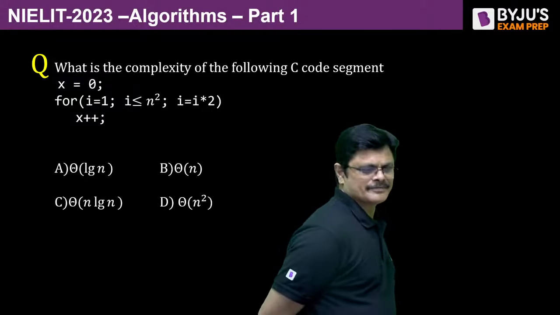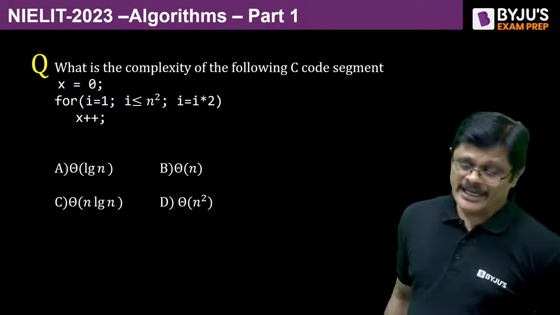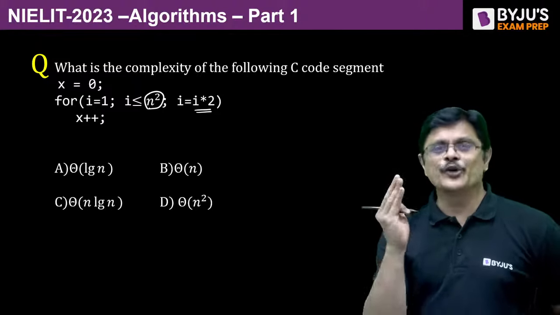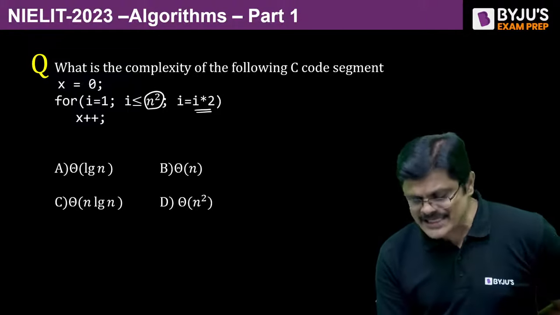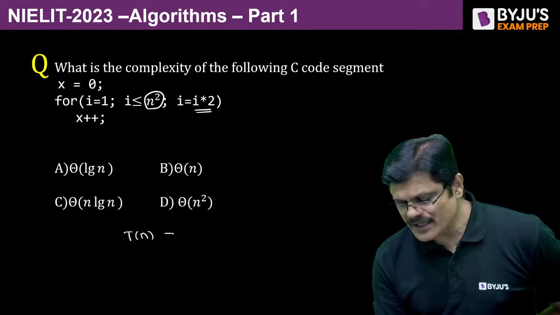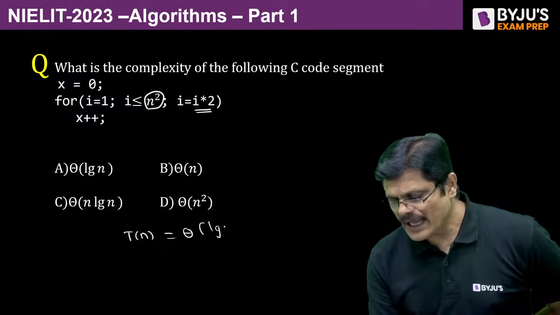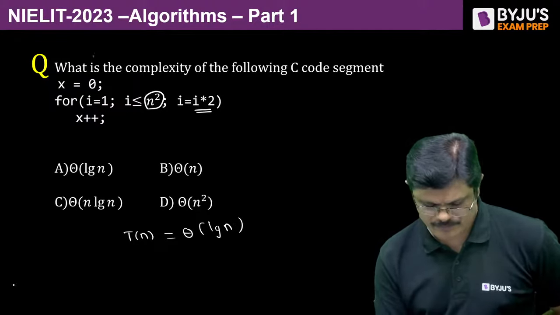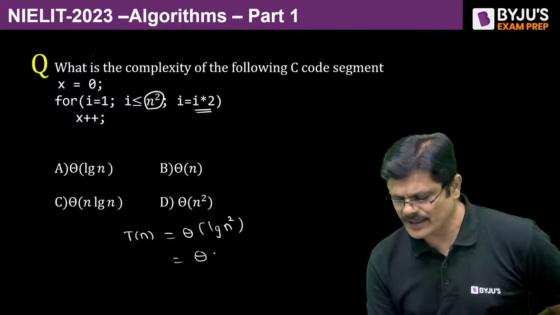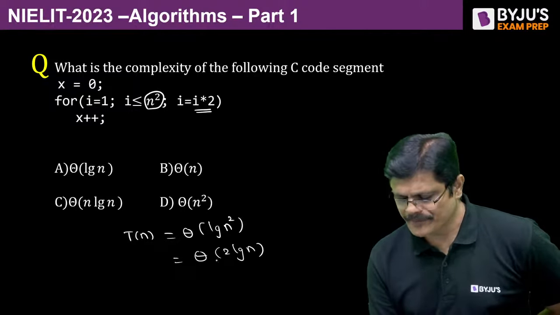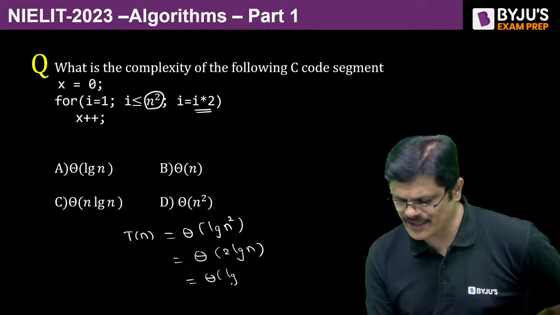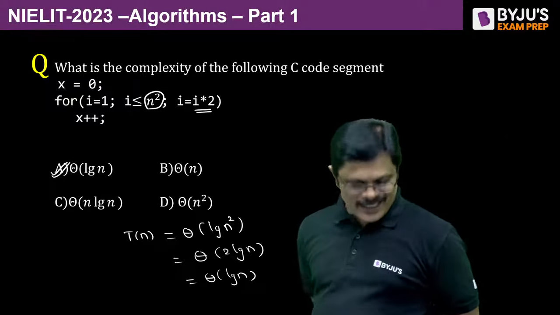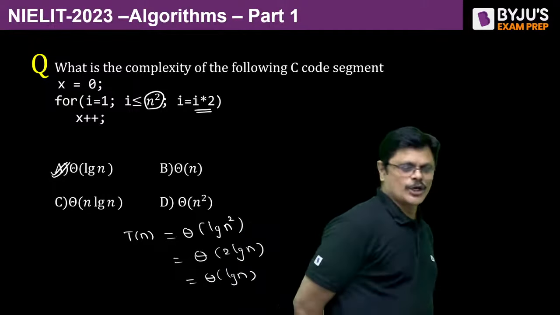Madhavi says A. Very nice, Madhavi. You are going in multiples of 2, and you are reaching n square. If you reach n, it is log n. Because you are reaching n square, the time complexity would be theta log n square, which is nothing but 2 log n. So the answer is theta log n. The answer is option A, not B.